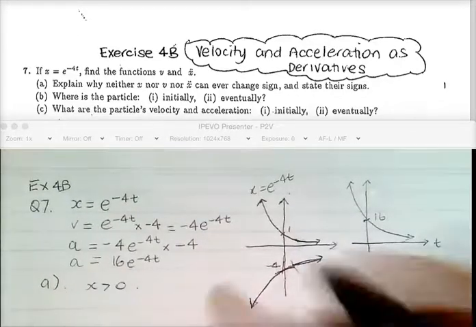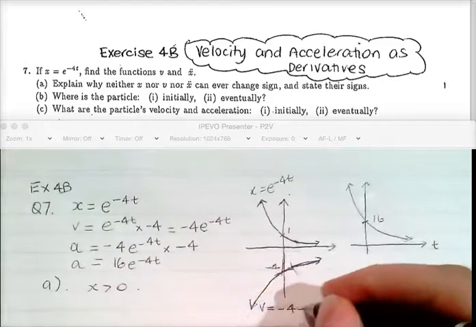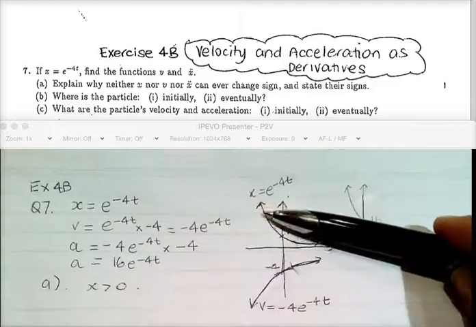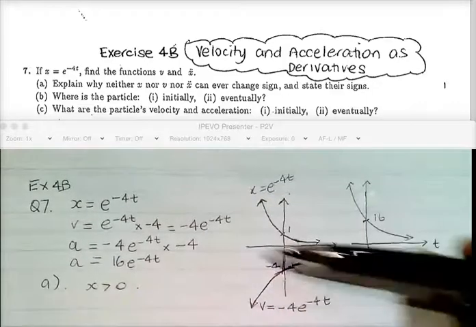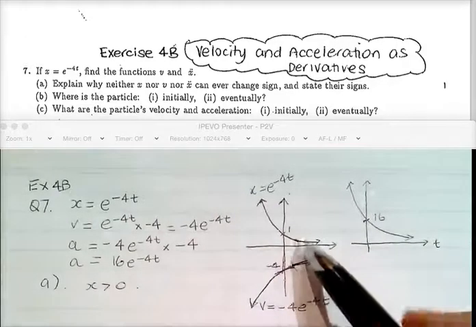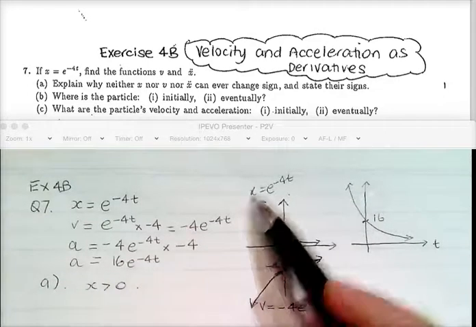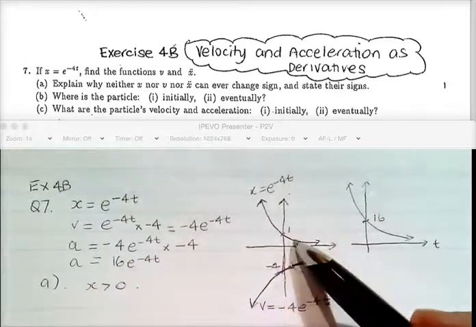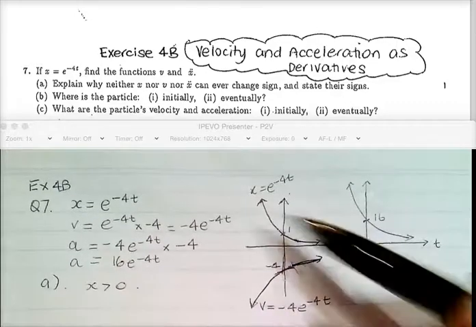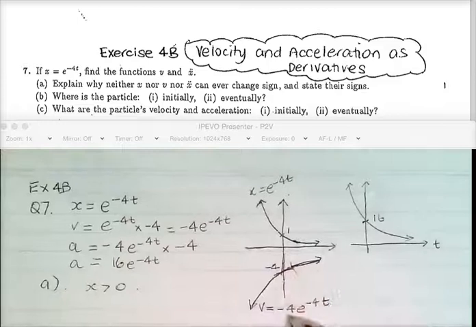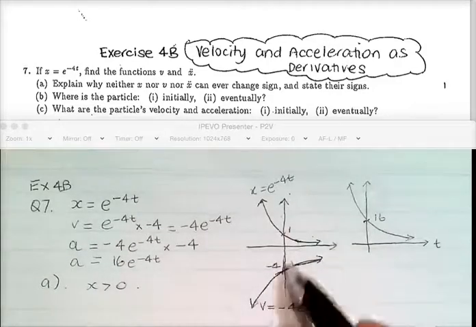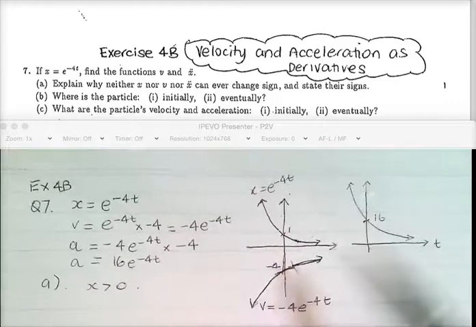The equation for velocity is this one. Velocity equals negative 4e to the negative 4t. Basically, it's the reflection of this top curve in the x-axis, but also each value is multiplied by a factor of 4. So where we've got 1 there, we've got negative 4 here. Negative meaning it's reflected in the x-axis, and the 4 affecting the slope, making it steeper, and the intercept would be there at negative 4.